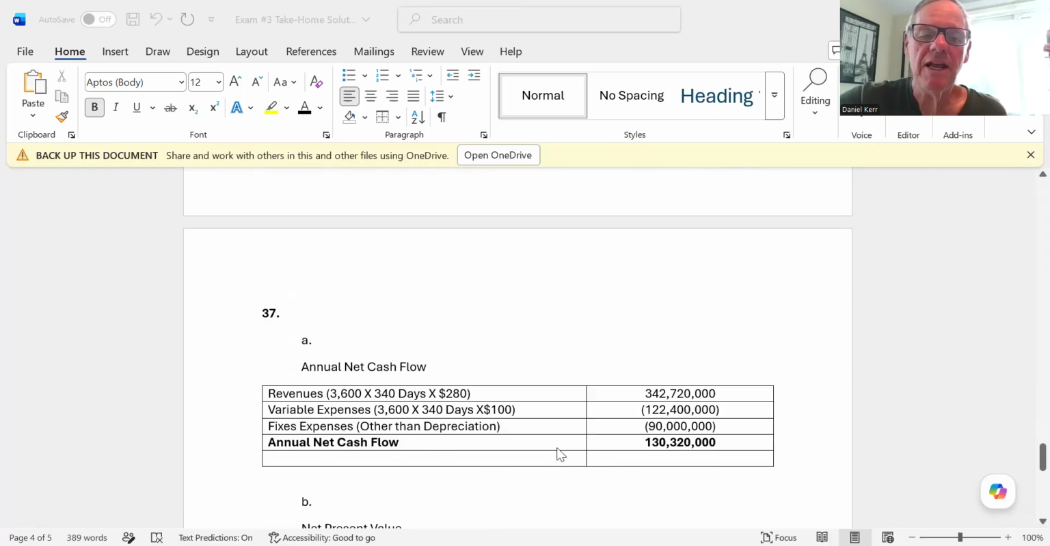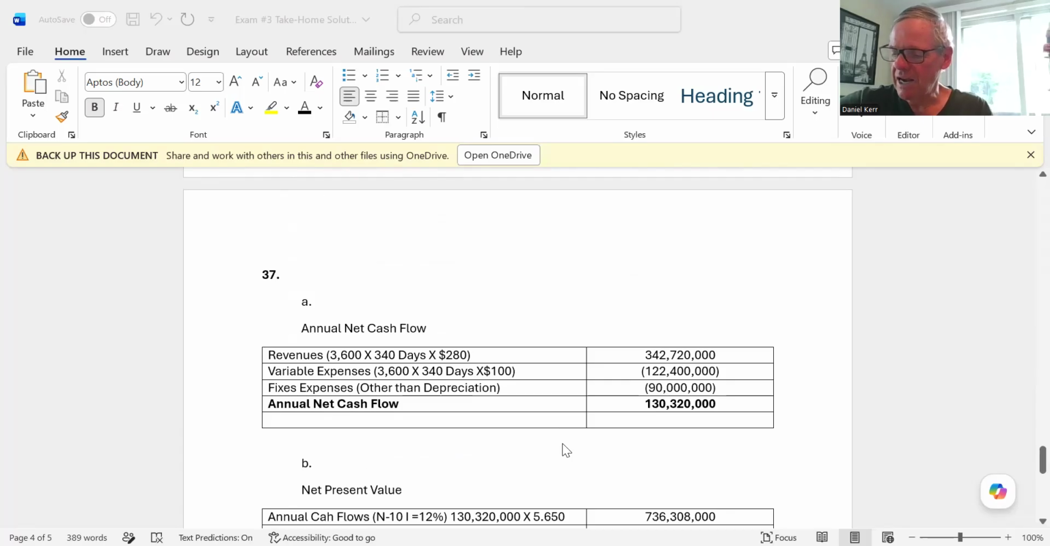And the last one is a net present value one. It kind of gave you a hint in class of what you needed to do. Looks like all of you got this correct. So first of all, you had to figure out the revenues. So they told us that capacity was 3,600. They told us that we would sail for 340 days. They told us that the average rate per cruise per day is 280. So there is your annual revenue.